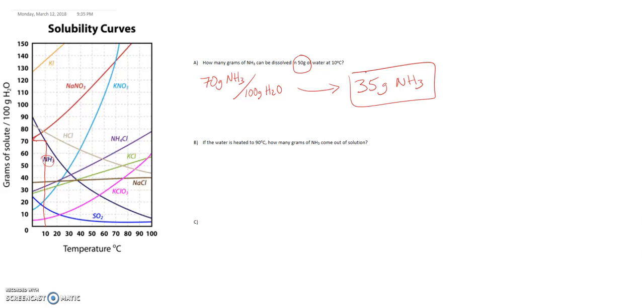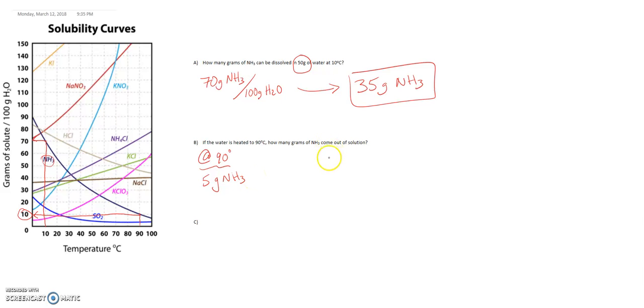Part B: if the water is heated to 90 degrees, how many grams of NH3 come out of solution? So let's look at 90 degrees. 90 degrees up to NH3 hits the line right away. Bring that across, and we see that if we had 100 grams of water, we could dissolve 10 grams of NH3, but since we only have 50 grams of water, that means at 90 degrees, we can only dissolve 5 grams of NH3.